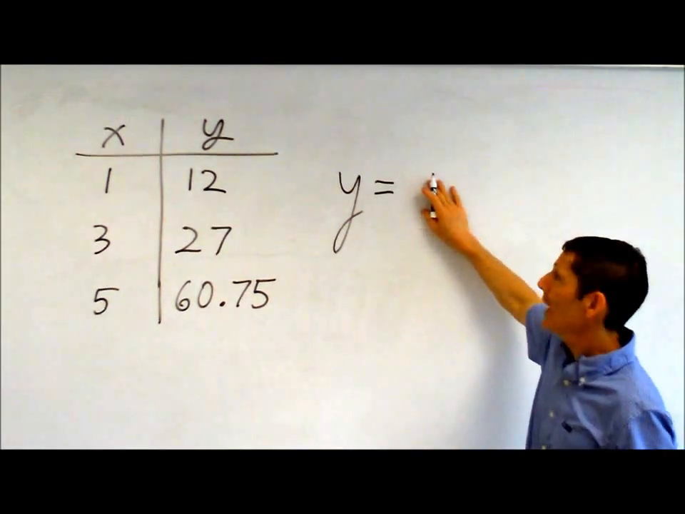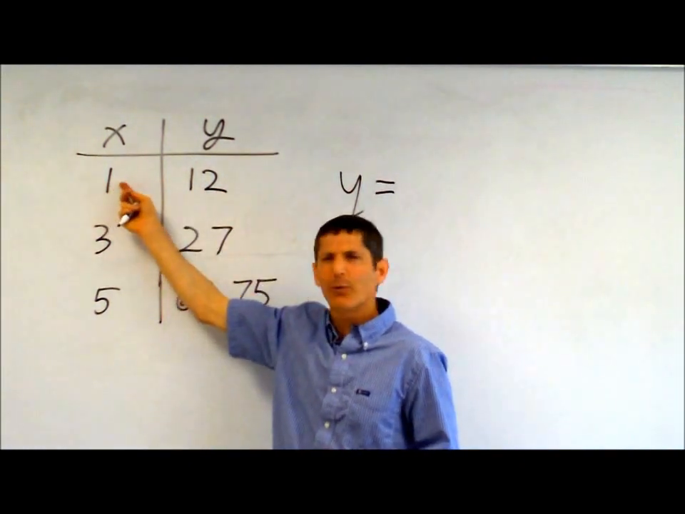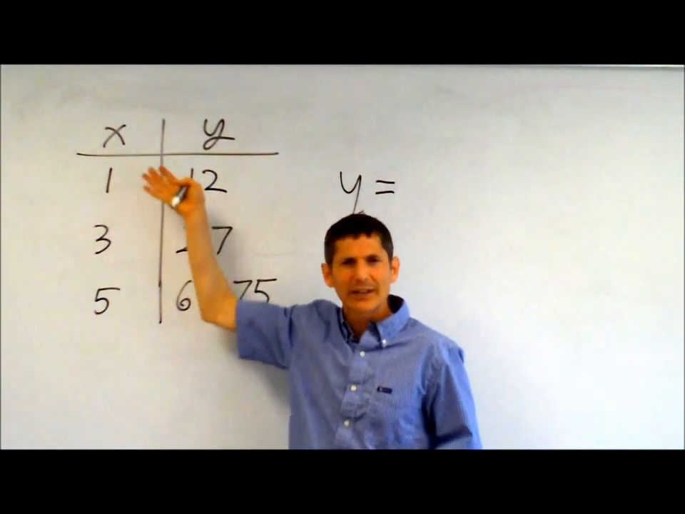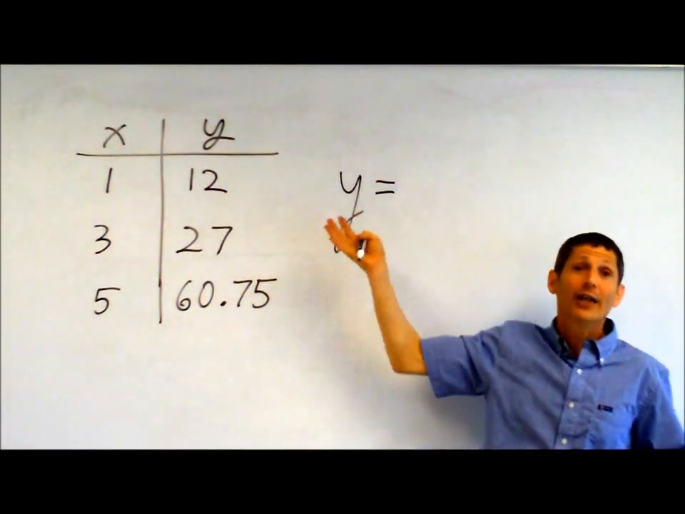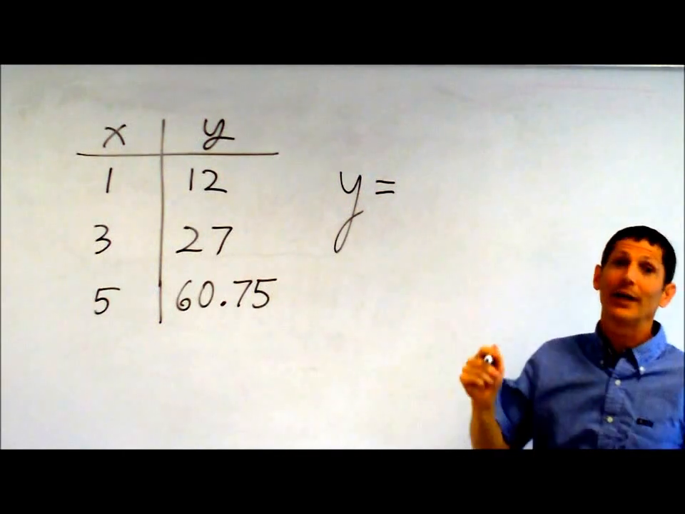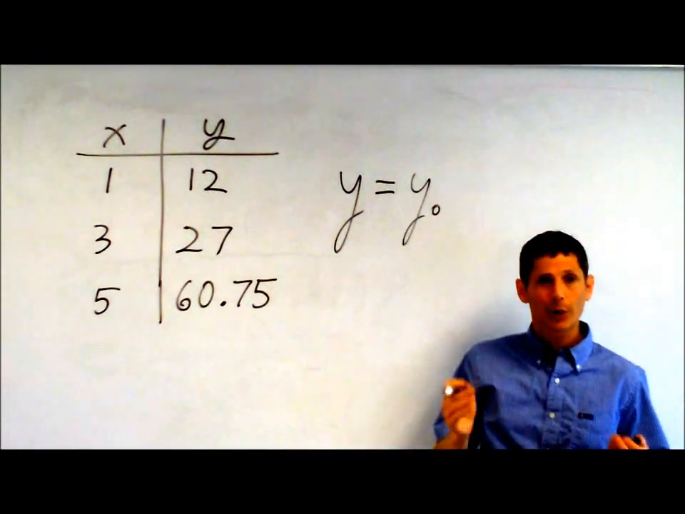Now, I don't have the initial value. I don't have the starting point. Here's when x is 1, but I want when x is 0 is really what I need. It's called the y sub 0. It's the y value when x is 0. I don't know it. I'm just going to write y sub 0 as a little placeholder there.